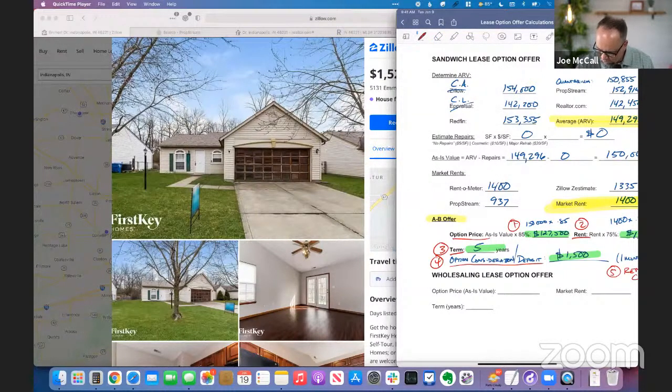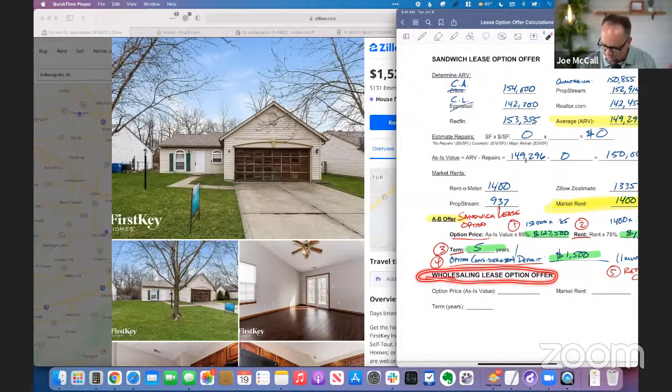Okay, this is a sandwich lease option. And I'm hungry, so sandwich sounds really good right now. That's a sandwich lease option offer. This right here is a wholesaling lease option offer.